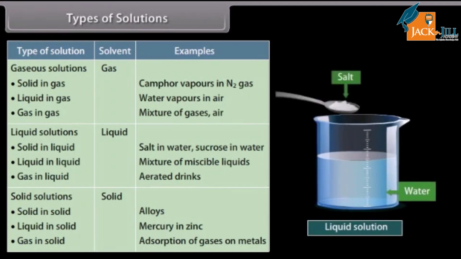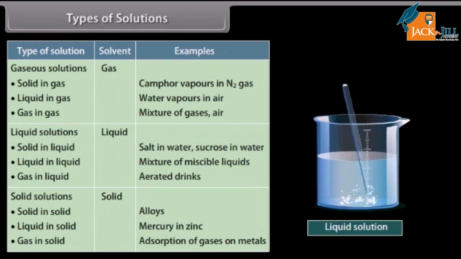In liquid solutions, liquid is the solvent. They are categorized as follows: solid in liquid, for example, salt in water or sucrose in water; liquid in liquid, for example, mixture of miscible liquids; gas in liquid, for example, aerated drinks.